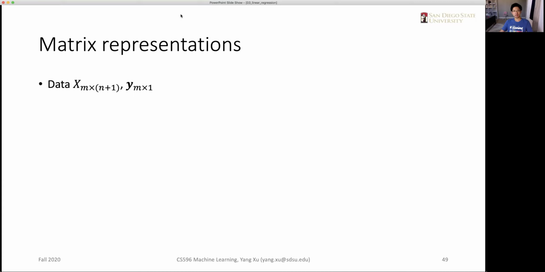So first of all, data. We use a matrix with m rows and n plus 1 columns. The m rows are m examples. We have m data points in the training data, and we have n plus 1 columns because we have n plus 1 parameters: one intercept parameter theta 0 and the n other parameters corresponding to the n features. And y is an m by 1 matrix, a column vector. It has m rows, but just 1 column. So that's our data.